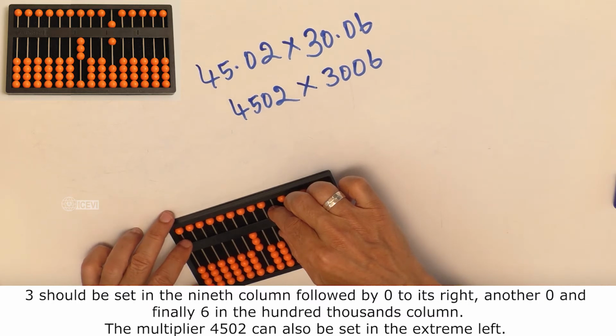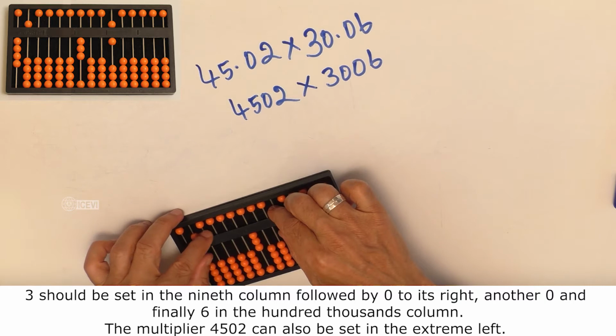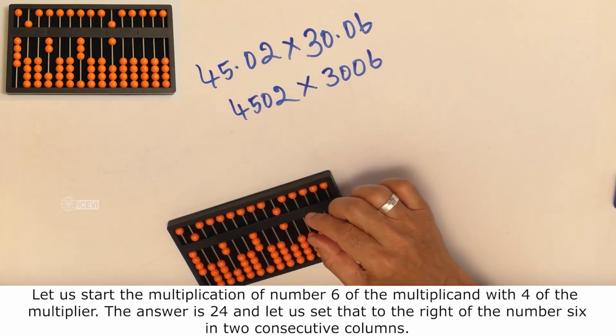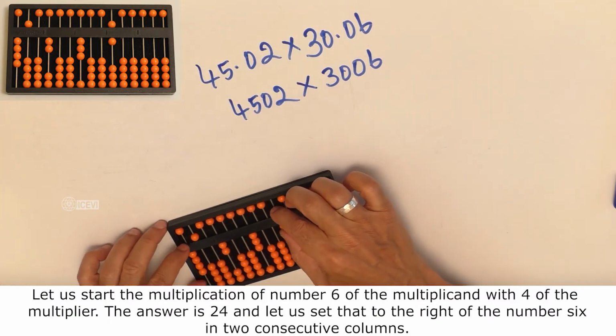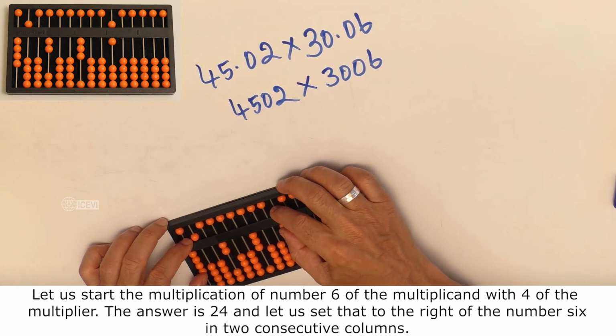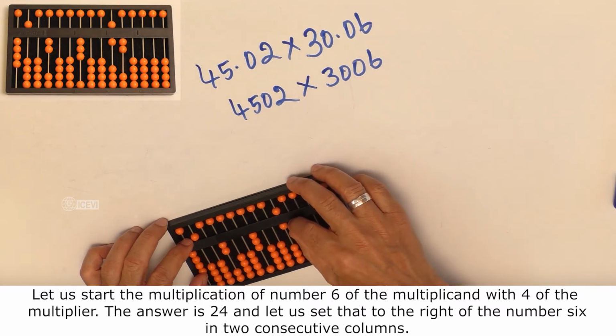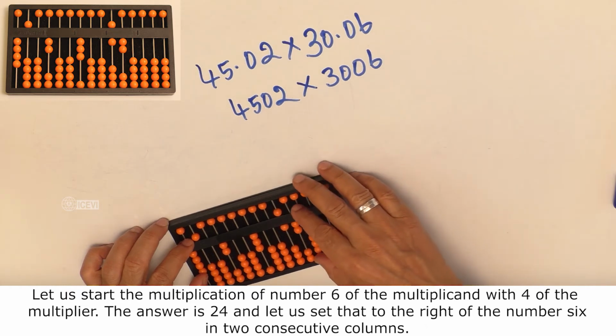Now the multiplier 4502 can also be set in the extreme left. Let us start the multiplication of number 6 of the multiplicand with the multiplier 4. The answer is 24, and let us set that to the right of the number 6 in two consecutive columns.